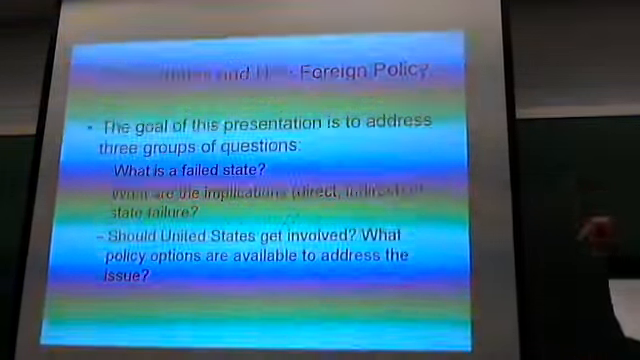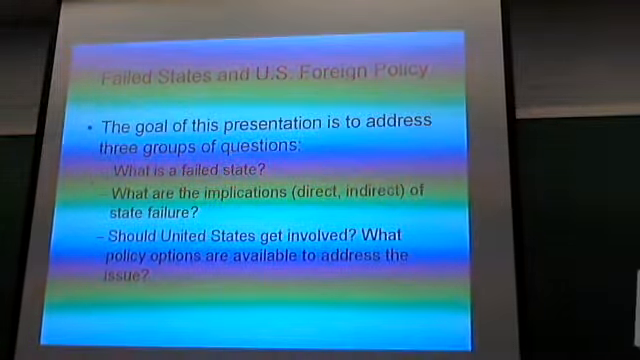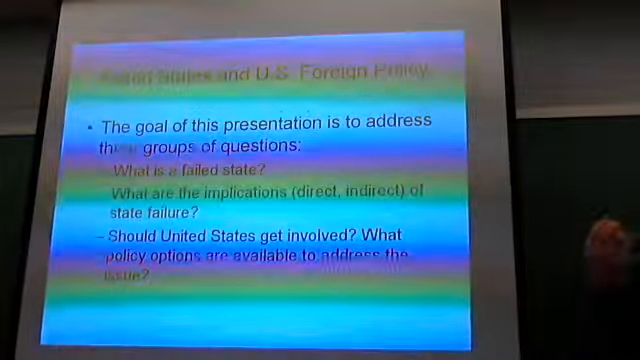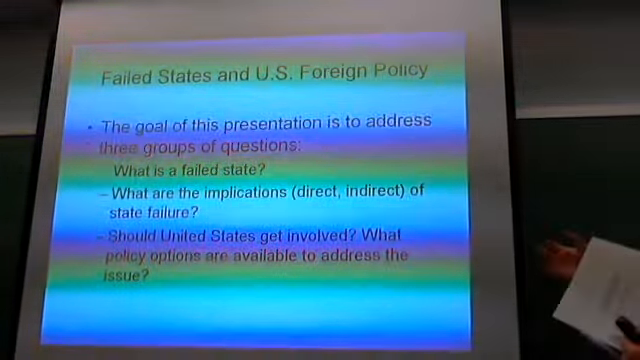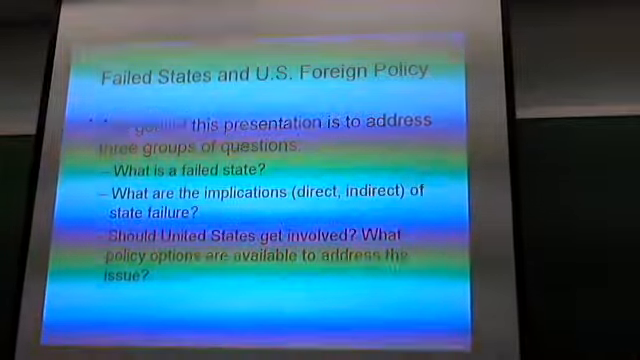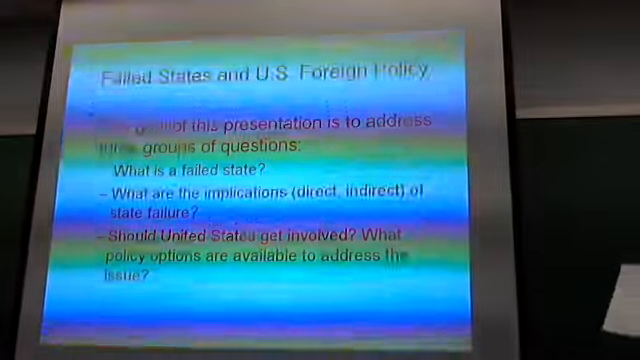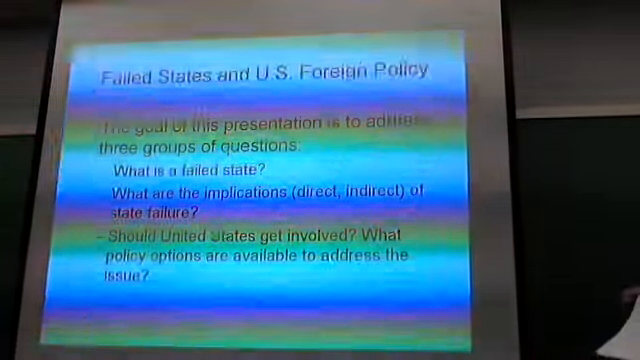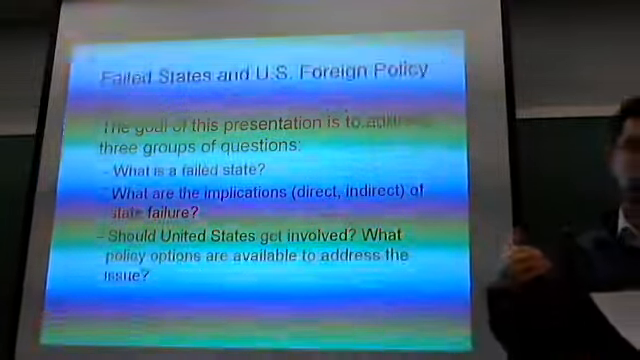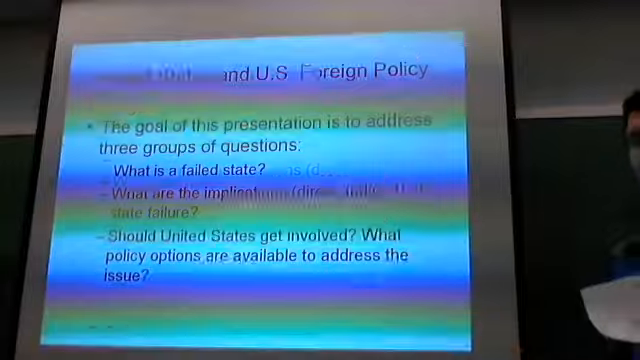So the presentation is structured basically around three central issues. What constitutes a failed state? What is the legal, the political definition of the idea of failed state? What are the implications of state failure, direct and indirect? What policy solutions are possible? And should the United States get involved? And if so, how, in what way, what policies could succeed, what policies could not succeed.